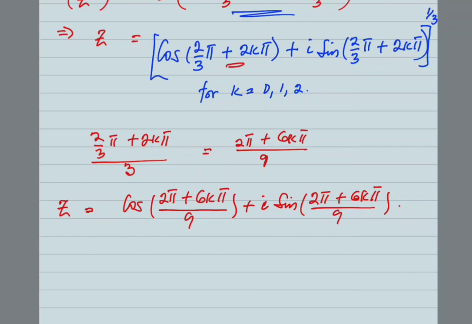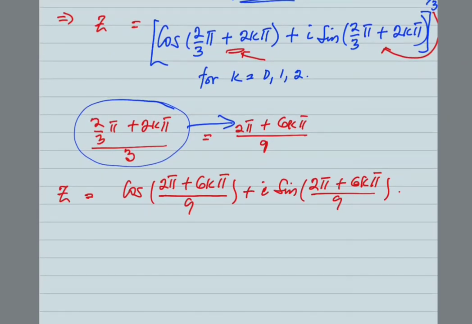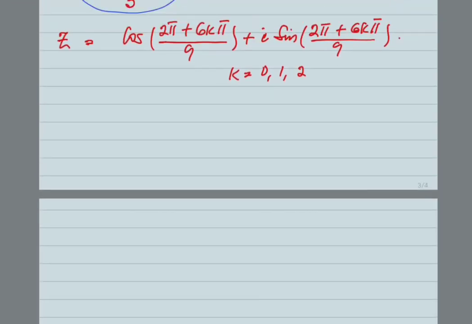What we're supposed to do is this 1 over 3 here will be used to divide what is here. So if that is dividing, that's what I've simplified here. So this one is the simplification, and that one gives us this. So you have this, and that is for k equals 0, 1, 2.